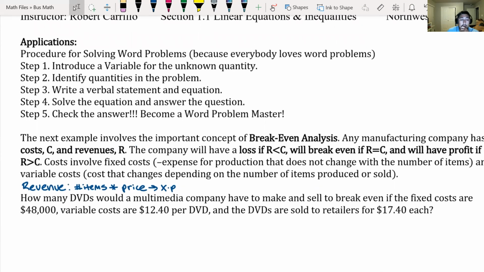Okay. So, how many DVDs would a multimedia company have to make and sell to break even if the fixed costs are $48,000 and the variable costs are $12.40 per DVD? And the DVDs are sold to retailers for $17.40 each.